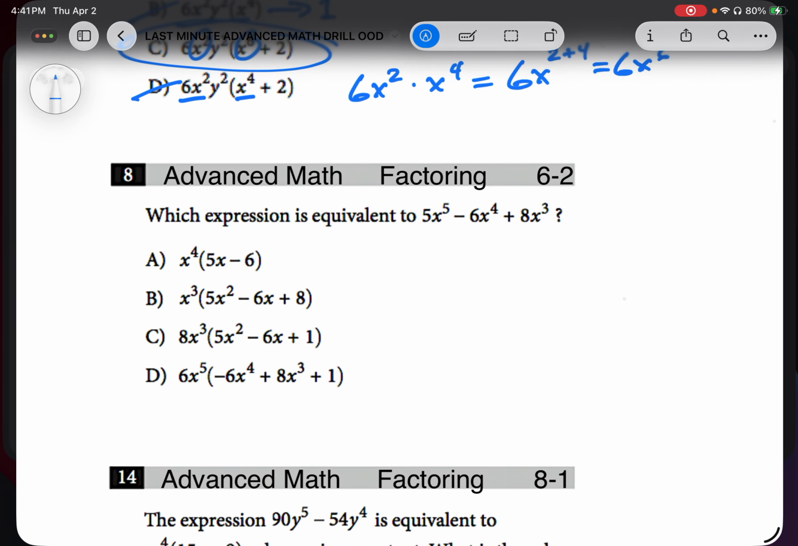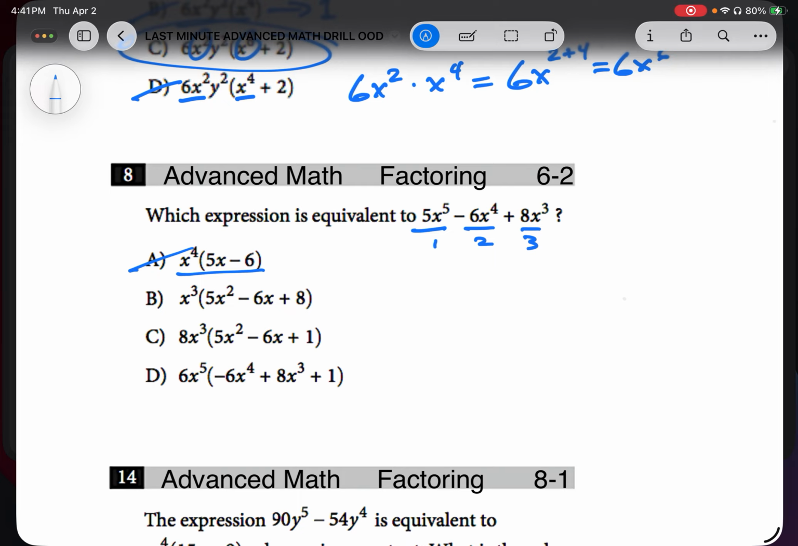Question number 8. Notice with the setup, we got 3 parts. 1, 2, 3. Again, 1, 2, 3 parts. Answer choice A is just going to give us 2 parts, so you can kick that to the curb immediately.